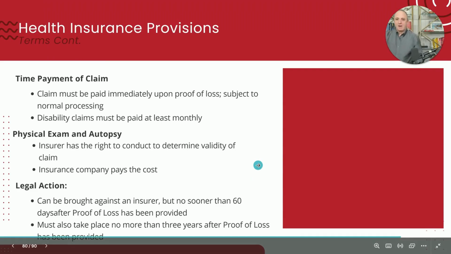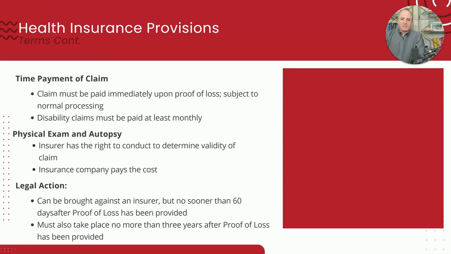All right, time payment of claims. They have to be paid immediately upon proof of the loss. So once the person submits the claim and there's proof that the loss occurred, the claim must be paid immediately, assuming it's eligible. The insurer can be sued if the person submitted all the information and it's an accurate, valid claim, and the insurance company says, no, we don't want to pay.